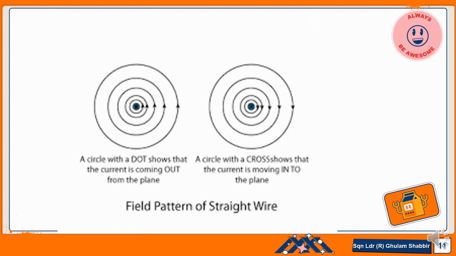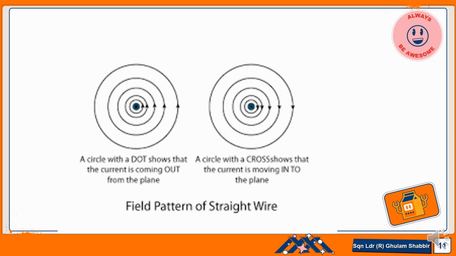So the two wires are brought close to each other, and the wires are shown with the help of a dot or a cross. The dot shows that the current is coming out of the paper, so the magnetic field lines will be in anti-clockwise direction, and the cross shows that the current is going into the paper, and the circular magnetic field lines will be in clockwise direction.